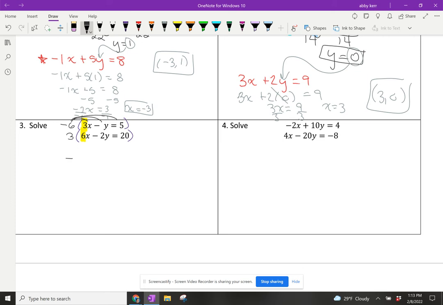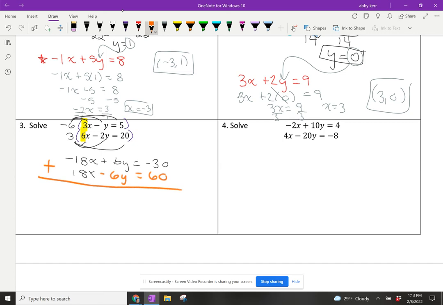Distribute all the way. We have negative 18x plus 6y equals negative 30. Multiply this way. Positive 18x. Notice right here, we have opposites. That's exactly what we're looking for. And then this is negative 6y, and this is going to get us 60.